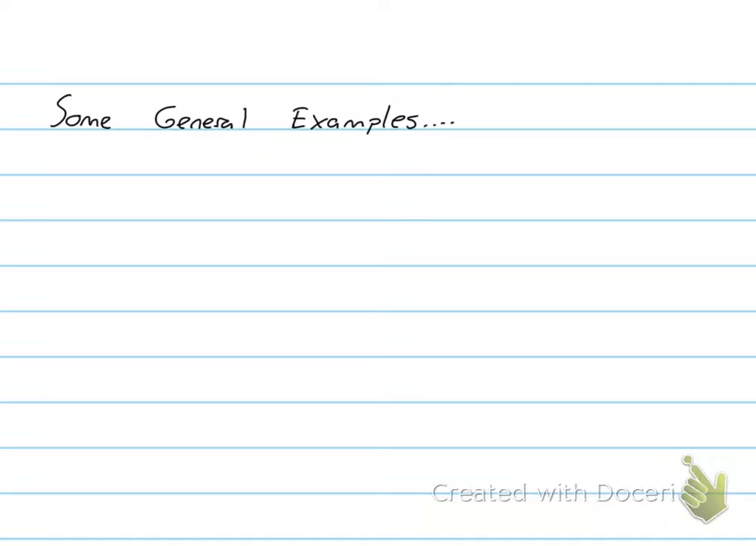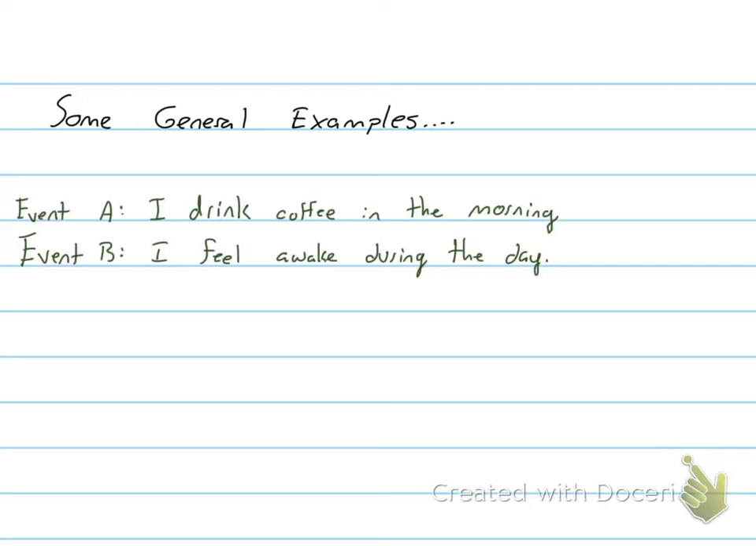Another thing we'll look at here is some general examples, not necessarily finding the probability, but looking at 2 events and asking ourselves, would this event influence this other event? First I have event A, I drink coffee in the morning. And in event B, I feel awake during the day. Since coffee has caffeine in it, I would definitely say that my drinking of coffee would affect how I feel for the rest of the day. So I would consider those dependent events.